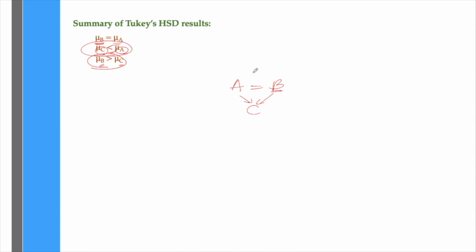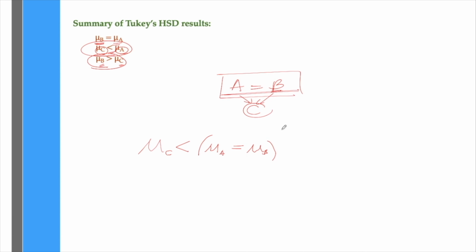So this indicates that C is less than these two, and these two are equal, meaning the mean HbA1c of those who took yogurt C is less than the mean HbA1c of those who took yogurt A, and the mean HbA1c of those who took yogurt A is just equal to the mean HbA1c of those who took yogurt B at the end of 12 weeks.